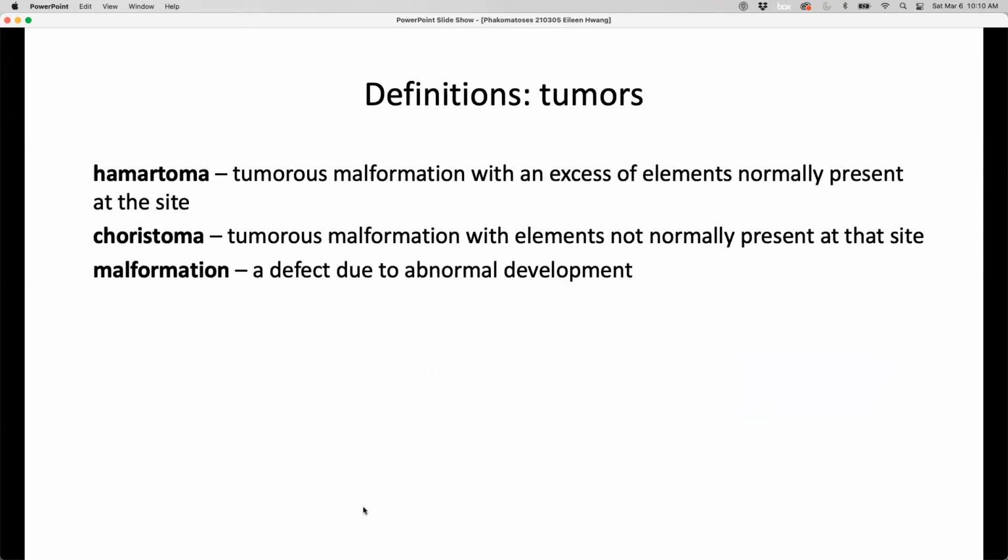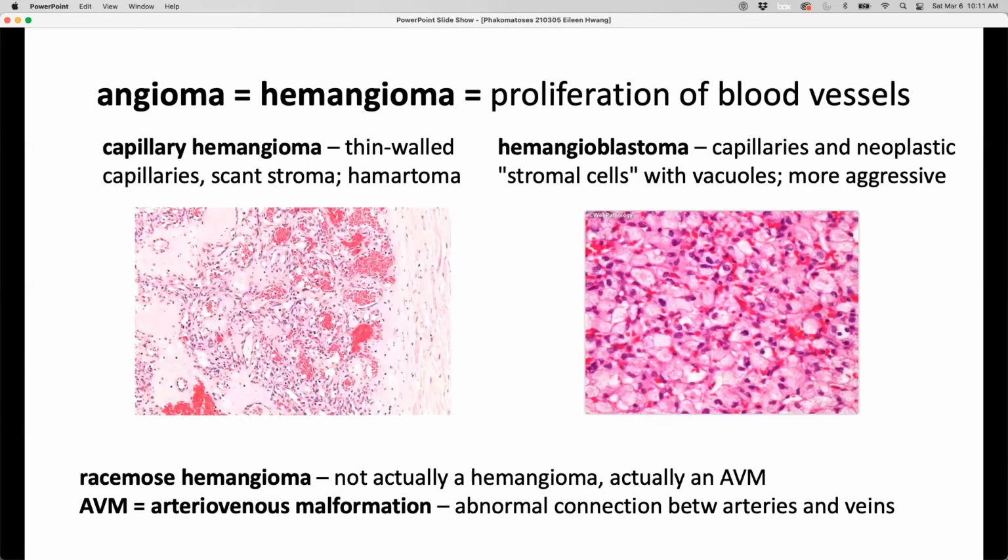Okay, so we talked about hamartomas and choristomas. Choristomas are proliferations that are benign, but of tissue that is not normally present at that site. And by malformations, we mean there's some sort of defect in development. Another word that commonly comes up in the vascular tumors from the neurocutaneous syndromes is angiomas. So angioma is the same word as hemangioma. It means the same thing, which is a proliferation of blood vessels.